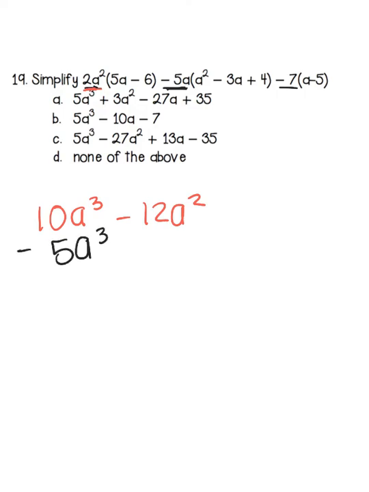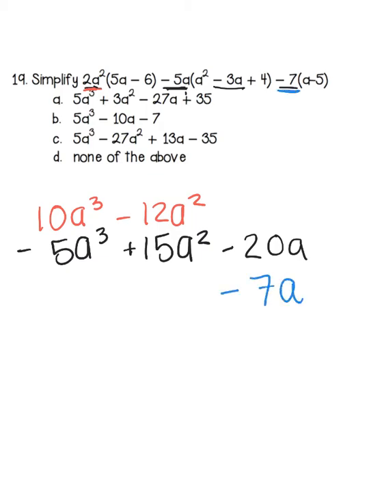I'm lining these up vertically so I can combine my like terms that way. So I'm lining them up by like term. And then -5 times -3 is a positive 15a squared. And again, -5a times 4 is a -20a. Then on this last piece down here, I've got -7 times a is a -7a. And -7 times -5 is a positive 35.